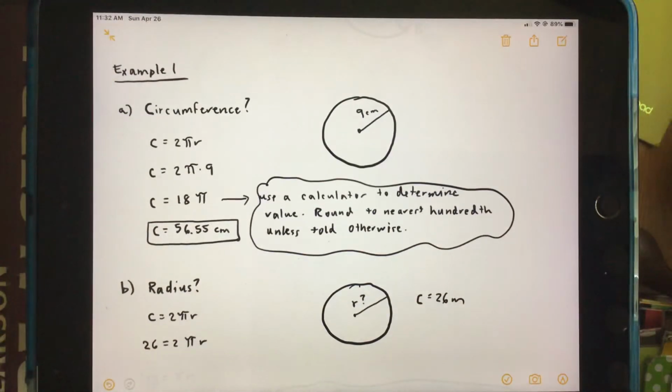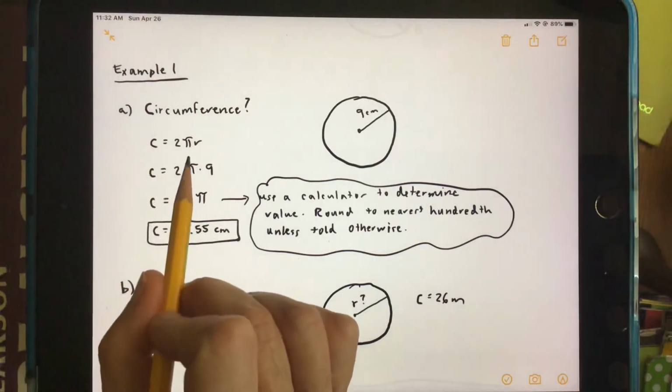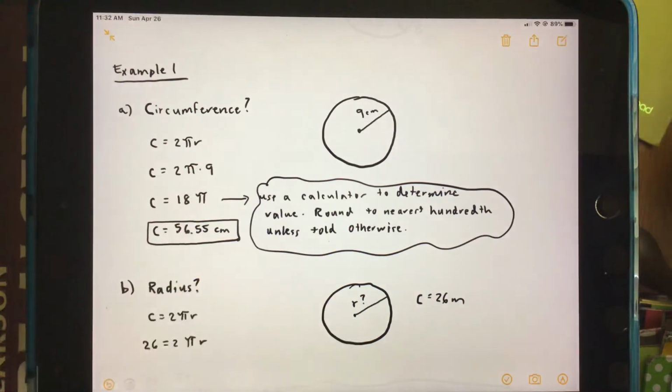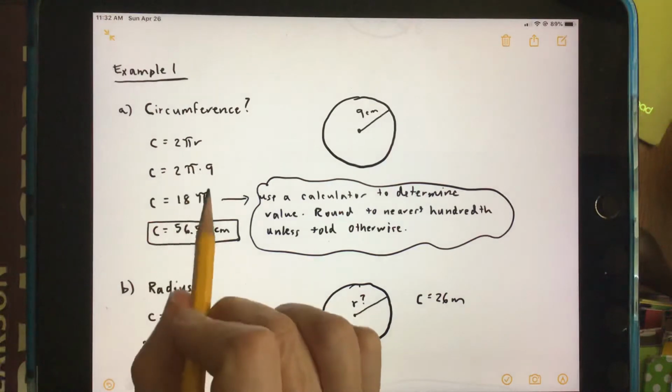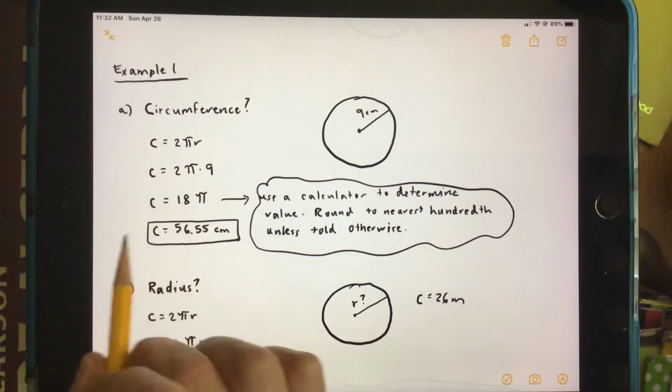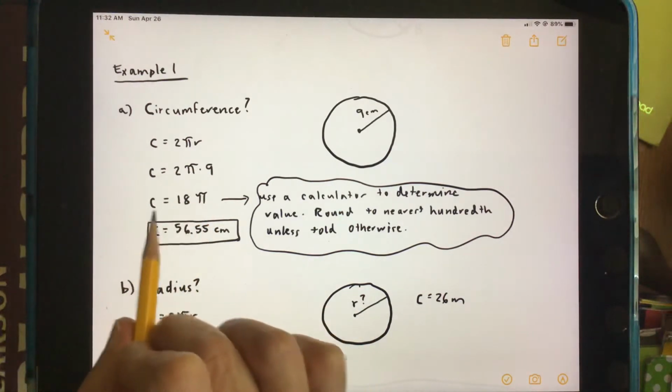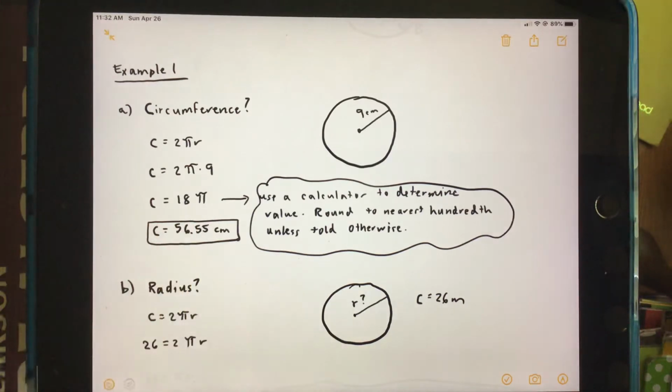Example 1, we're asked to find the circumference of the circle, knowing its radius, which is 9 centimeters. So we'll start with our formula, c equals 2 pi r. Since we know the radius, we'll choose the formula c equals 2 pi r. And then we'll replace the radius with 9 because we know what it is. And then we'll multiply the 2 times 9, so the circumference is 18 pi. At this point, once we've done the simplifying that we can, we'll use a calculator to determine the value.